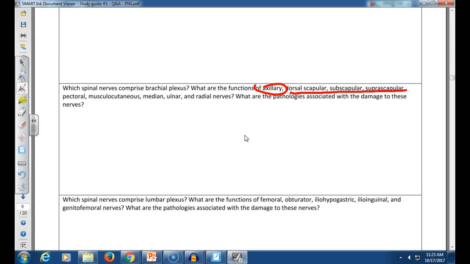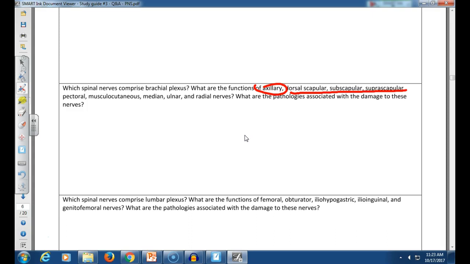Okay? Damage. Well, you have to understand. Radial nerve. If radial nerve is damaged, what's going to happen? What you cannot do. This. So, the hand drop, right? If musculocutaneous is damaged, what you cannot do. This. Okay? You're going to get questions like that.